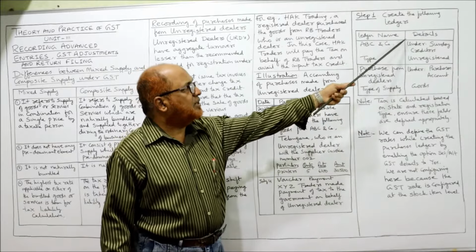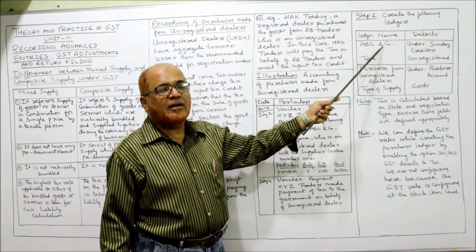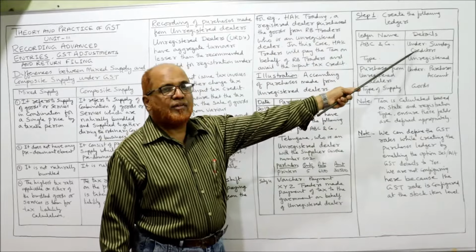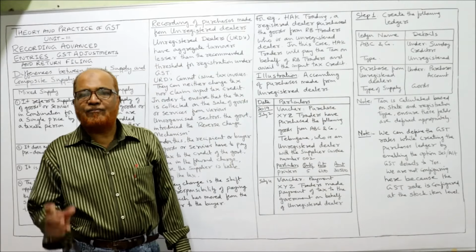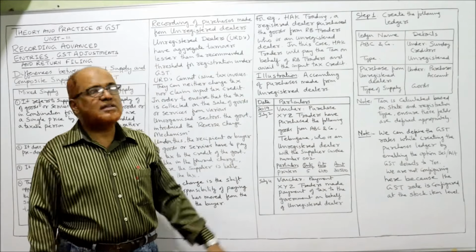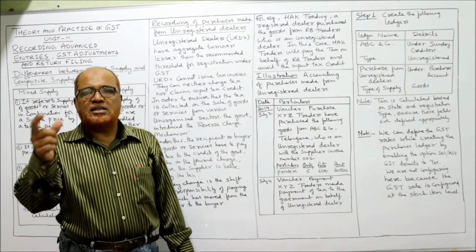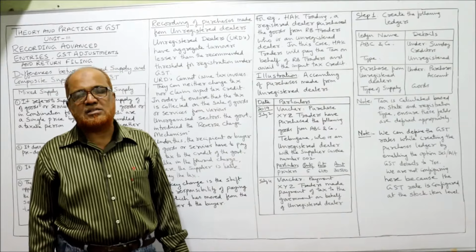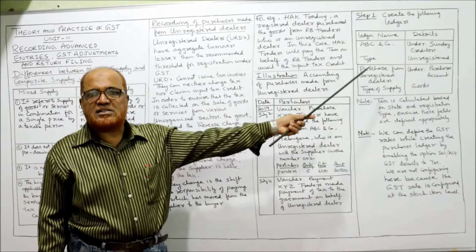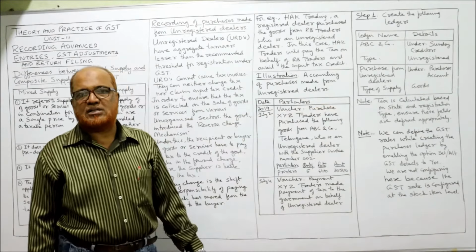First, ledger name details: ABC and Company, under sundry creditors, and the type of sundry creditors is unregistered. The first account to be opened is the ABC Company account. This ABC Company account will be under the group of sundry creditors, and the type of the customer is unregistered.